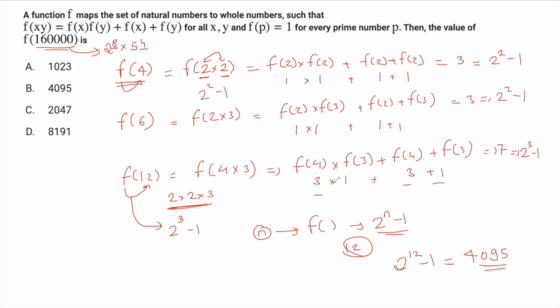Very frankly, I didn't solve the question by this logic, but I arrived at this logic by looking at the options. All these options are like 1 less than a power of 2. So that's what gave it away. And yeah, that's another way of solving it. The answer is 4095.